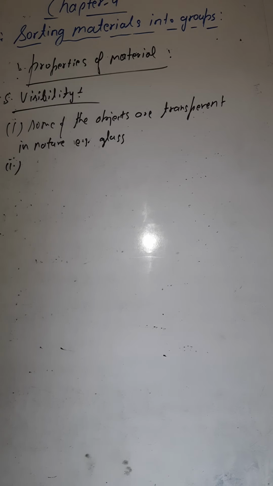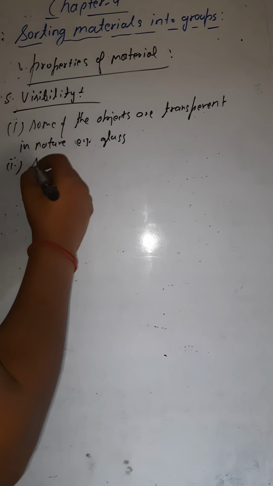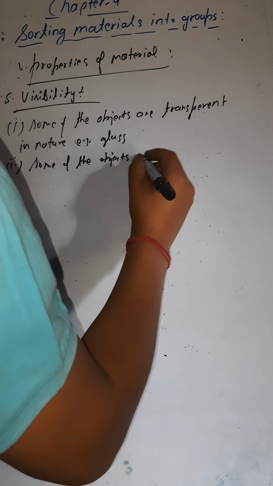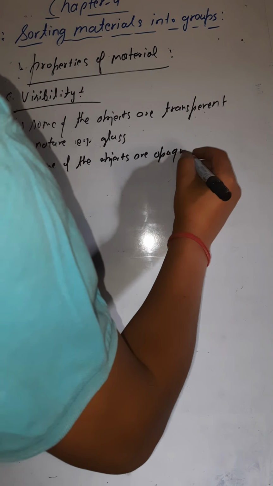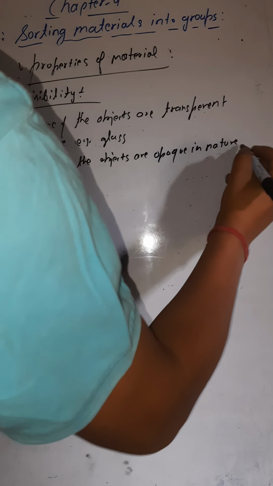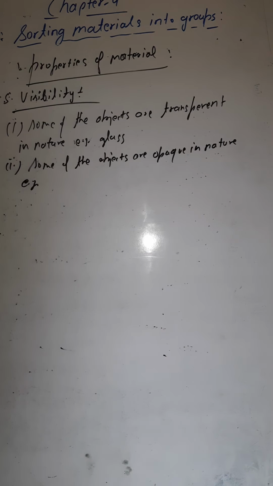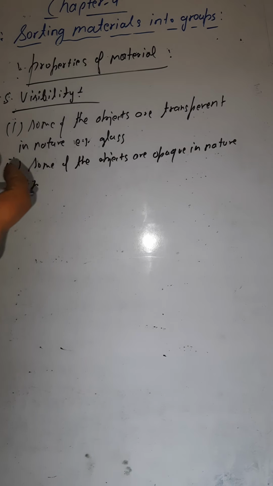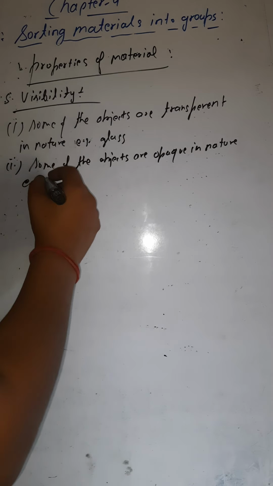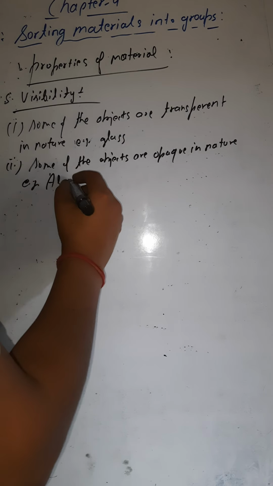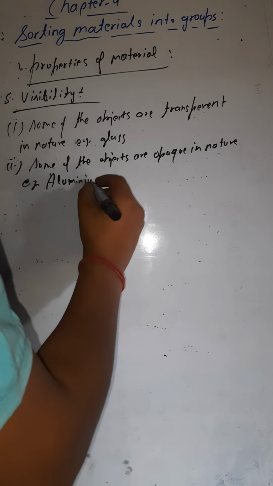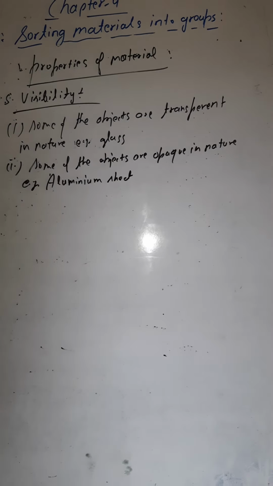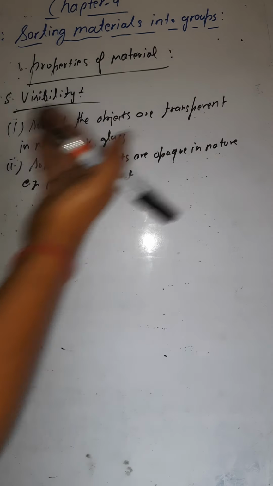Some of the objects are opaque in nature. For example, you can take an aluminum sheet. This would again be an example of an opaque object. An opaque object means the object through which you cannot see.